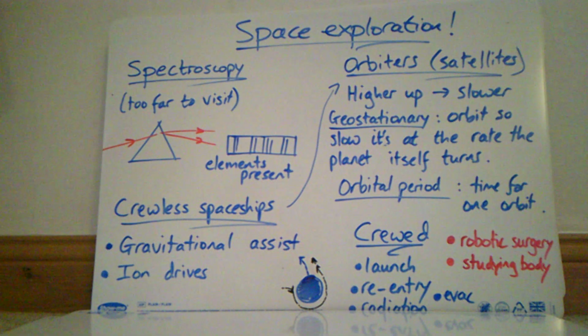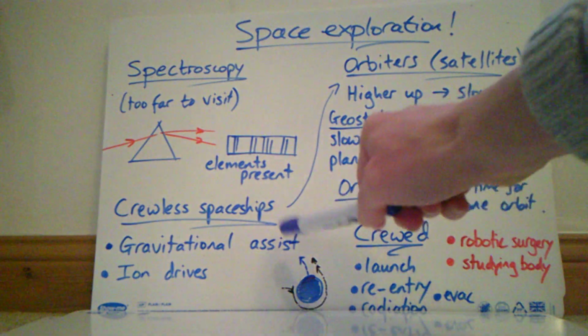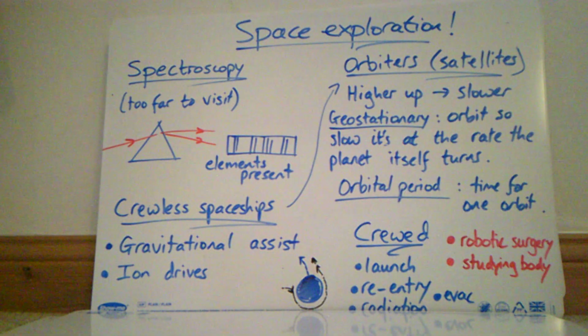So how else can we explore space? Crewless spaceships. There are two kinds of technologies to do with crewless spaceships that you need to be aware of. One is gravitational assists, so this is sometimes called a slingshot maneuver.